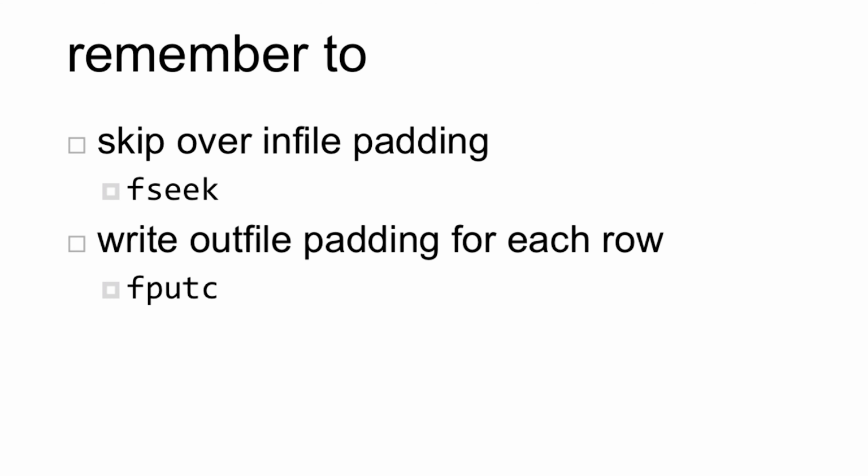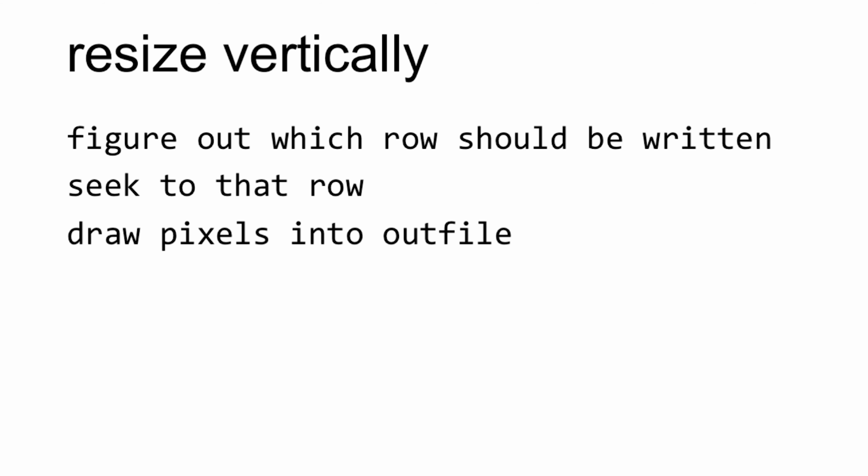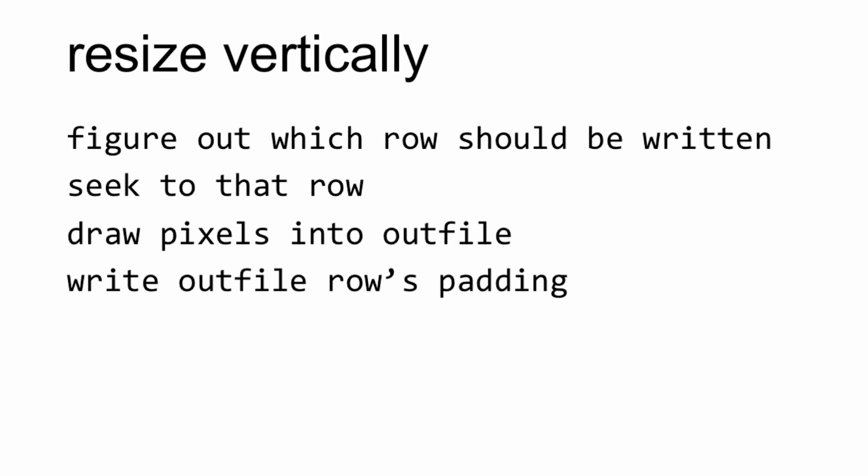Now, why do we keep track of both the old and the new padding? Well, we'll need the old padding because we'll want to skip over the padding in the in file using fseek. And then we need to know how much padding to add into the out file, and we'll use fputc to put those characters in. Now that we have a firm grasp on padding, we can resize our entire image. So once we figure out which row should be written, then let's seek to that, draw the pixels into the out file, and write the out file's padding. With that, we've resized our image.